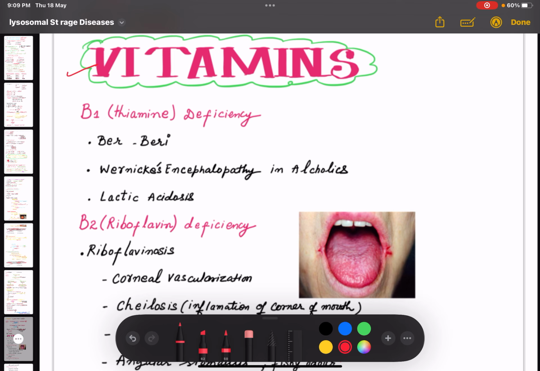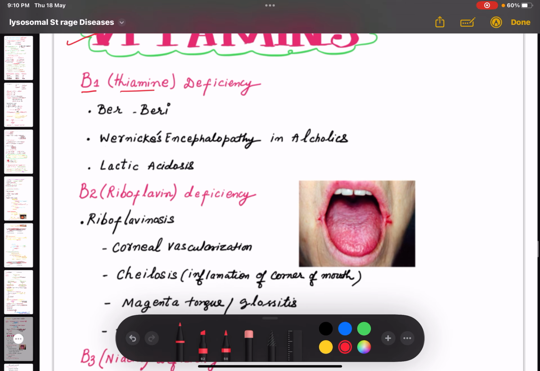Vitamins. First vitamin is vitamin B1, also known as thiamine. Its deficiency results in beriberi, and also Wernicke encephalopathy in alcoholics. There are different types of beriberi like wet beriberi and dry beriberi. Just try to remember only beriberi, okay? If you see an alcoholic who has vitamin B1 deficiency, that is the case of Wernicke's encephalopathy, okay? It also results in lactic acidosis.